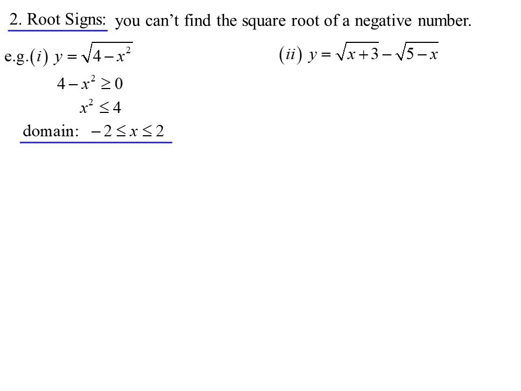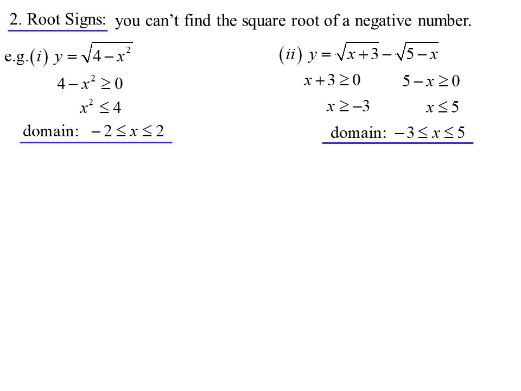I've got two different square root signs, but the rule's the same for both. I know that x plus 3 can't be less than 0, so x is greater than or equal to minus 3. But also 5 minus x has to be greater than or equal to 0. X is less than or equal to 5. Both of these things have to be true. Therefore, I must be in between minus 3 and 5.